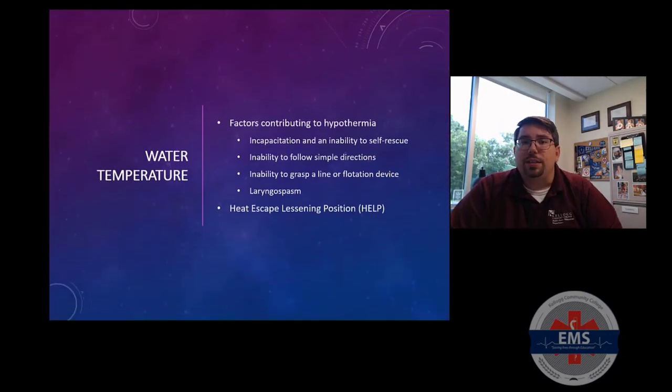We also have to recognize that water temperature plays a major role in access to our patient. It also has a major issue of dealing with hypothermia. Even though we may be in the middle of summer with a 100-degree day, it's possible the Great Lakes may have a temperature in the 60s. And again, that can lead to issues with contributing to hypothermia. We know that factors when they contribute to hypothermia, we have incapacitation and the inability for the individual or the patient to self-rescue. We also know they have the inability to follow simple commands and directions. They have the inability to actually grasp a line or a floating device.